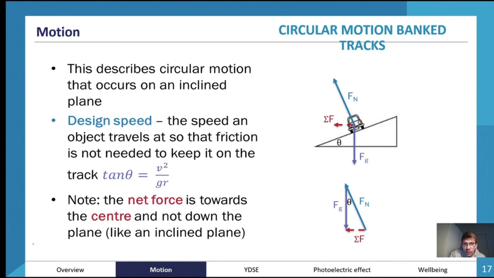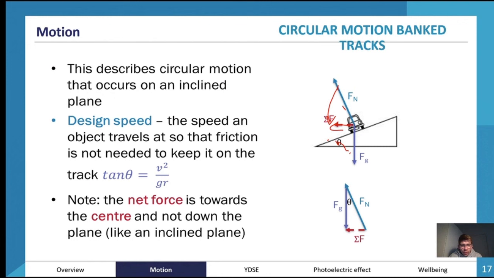Because if you were to shift the weight force parallel up, you'd get this. So if you were to use vector addition, you would get a centripetal force going straight to the center. In this case, we call this angle that enables us to obtain centripetal force simply from the normal force the ideal angle. And we call it the design speed angle, because also the velocity of the object will be of a particular value.